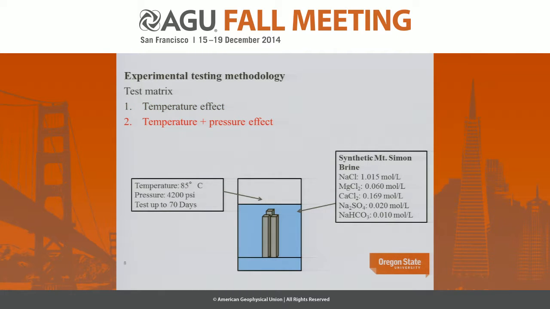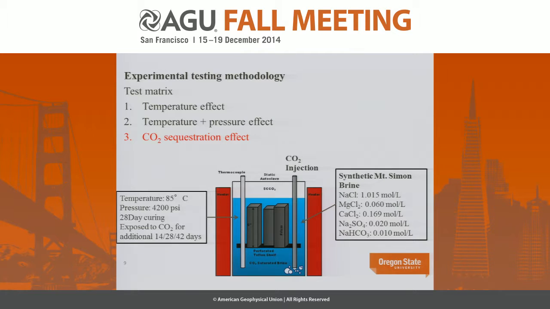The next scenario is high temperature with high pressure. Under this condition, the cement was subjected to high temperature as well as high pressure, up to 4,200 PSI. The third one is the CO2 sequestration effect. Under this effect, the cement was also cured under high temperature, high pressure, and synthetic Mount Simon brine. After the cement was cured for 28 days, supercritical CO2 was injected into the system, and then the cement was subjected to CO2 for 14, 28, and 42 days. Similarly for the CO2, O2 sequestration.